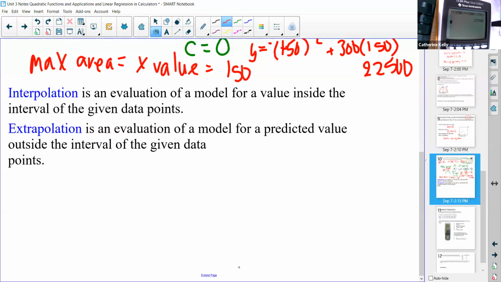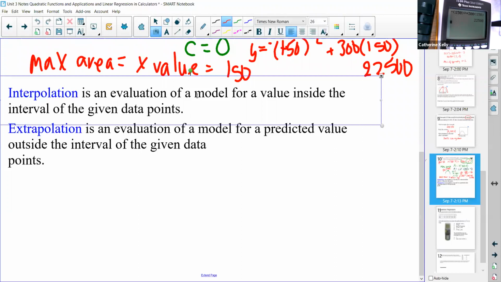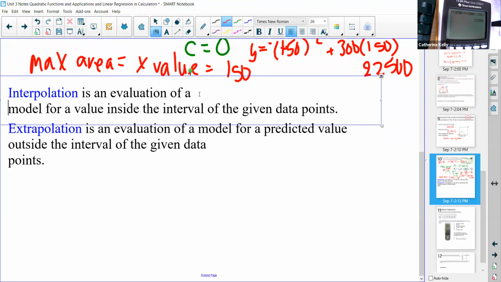So interpolation is the evaluation of a model for a value inside the interval. And extrapolation is the evaluation of a model for a predicted value outside the interval. So inter versus extra. Let's see if we can put this in a different way. So we can draw a picture of what that might look like for you.